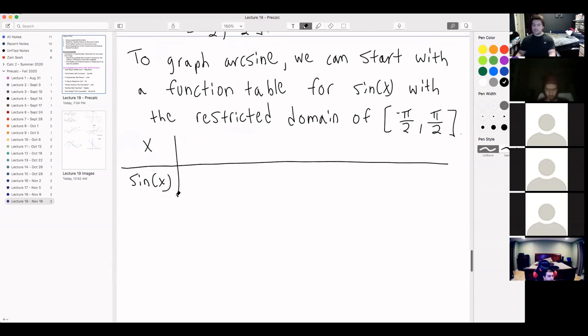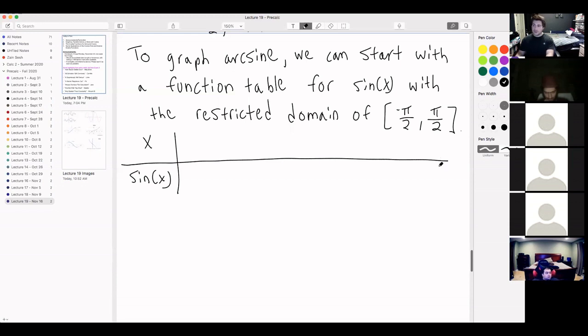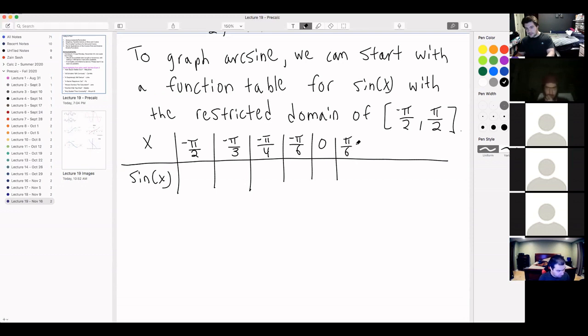Okay, so I'm just considering values now from minus pi over 2 to positive pi over 2, and I would like to choose the special trig values in that interval. Okay, because we actually have nice closed forms for those special values. So I will start at minus pi over 2, and then I'm just gonna work my way up: minus pi over 6, 0, pi over 6, pi over 4, pi over 3, and pi over 2.